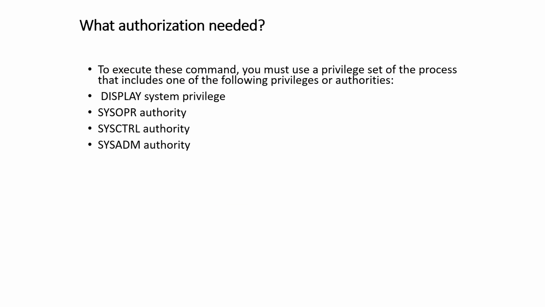Coming to our next slide, here we'll understand the authority. When you want to execute these commands, you need some authority like SYSOPR authority, SYSCTRL authority, which we call syscontrol authority. Next one is the SYSADM authority. SYSADM is a very high privilege access, which means the system programmer or system administrator has that access. When you have this access, you will be able to execute all display commands. So we need this authority.